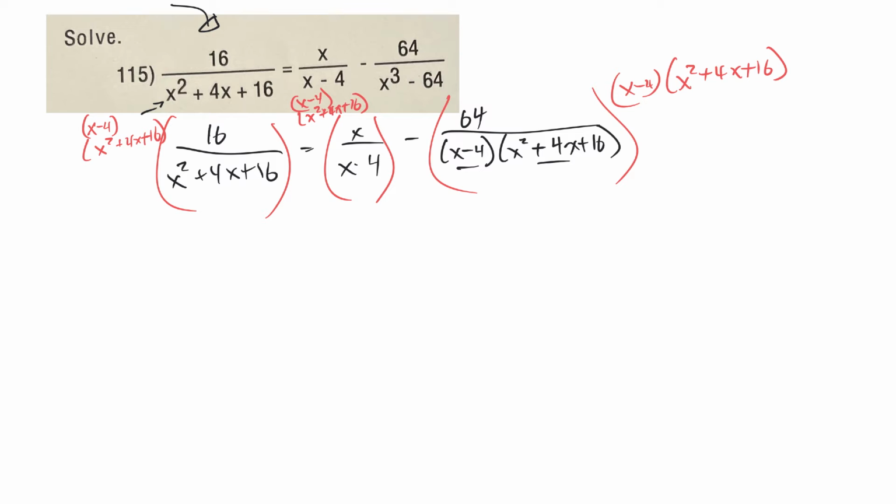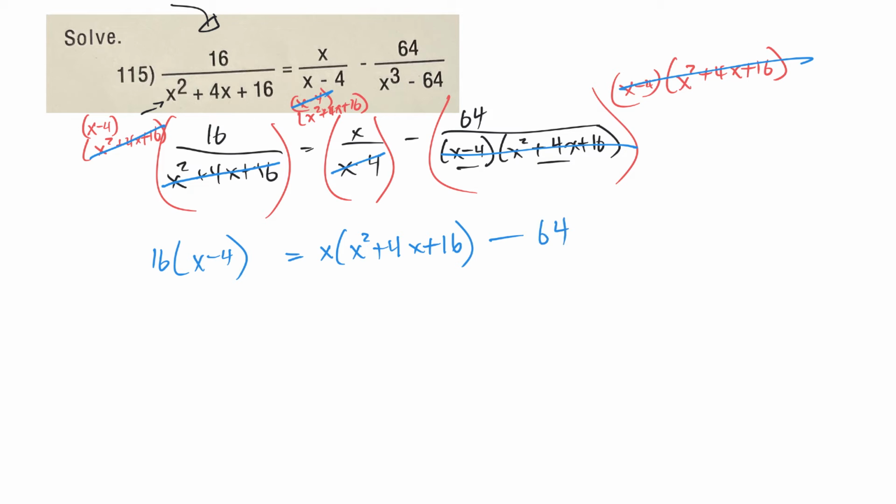Okay, so on the first term, this and this cancel. So I'm left with 16 times x minus 4 equals, on the next one, the x minus 4's cancel, and so I'm left with x times x squared plus 4x plus 16. I'm not liking that x in front there. Okay, minus, the whole thing cancels, so it'll just be 64. Whew. Okay, let's FOIL things through and just see where we wind up.